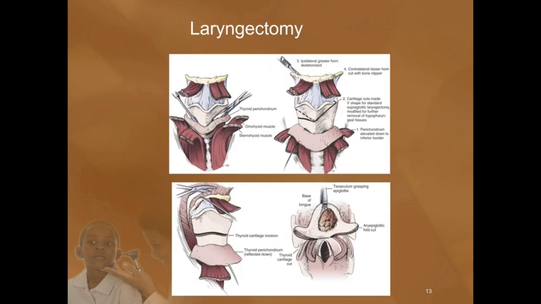A laryngectomy is the removal of the larynx or voice box. It can be partial, which is the removal of a portion of the larynx, or it can be total, which is the removal of the larynx, hyoid and strap muscles, and may include the pre-epiglottic space.